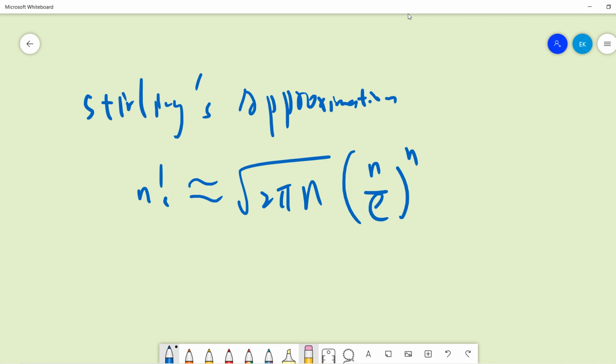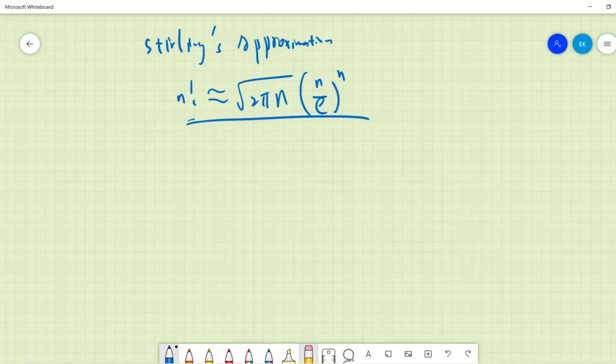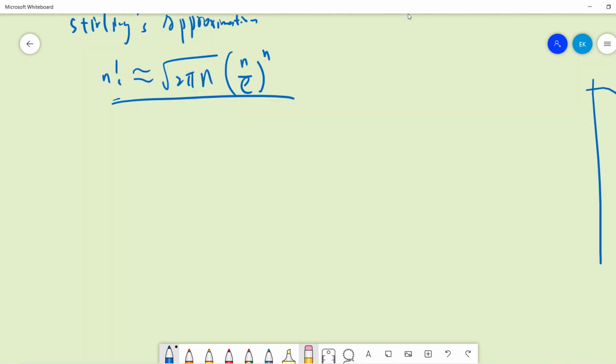So this Stirling formula is widely used in statistical mechanics, statistics, and probability theory, or even in analysis. The key point is that this is what we want to prove.